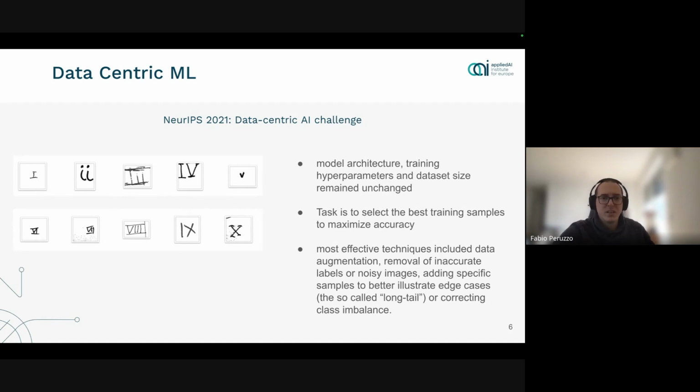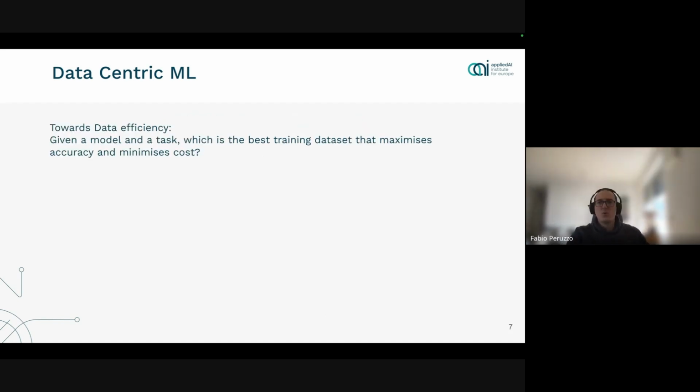The idea of data-centric ML is to push research and practitioners, the community around machine learning, towards data efficiency. The idea is, you give me a model and a task, which could be a test dataset, but it could be even just a simple problem like solve full self-driving. Which is the best training dataset that maximizes the accuracy of the model and minimizes cost? And cost could include cost of collecting data, cost of labeling, cost of training.